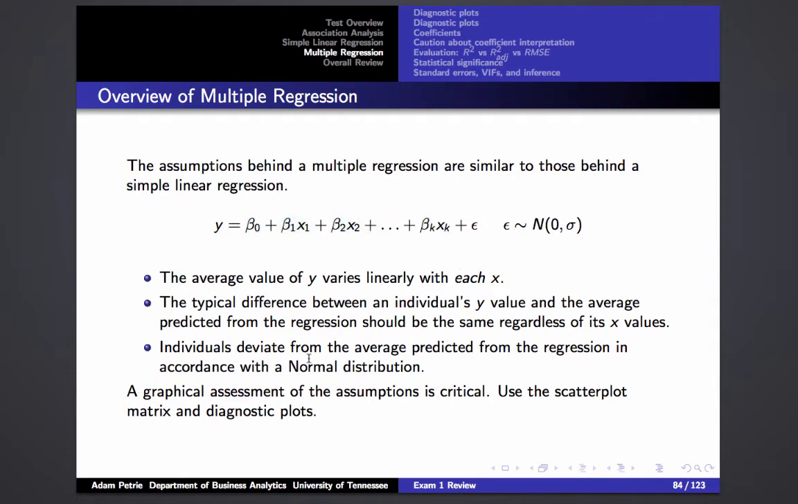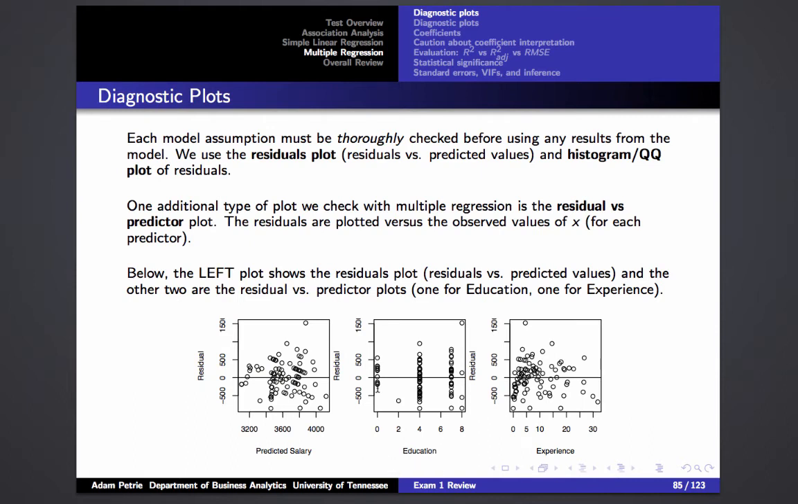Once again, the graphical assessment of the assumptions of this is critical, so make sure you can do that. Same procedure as it is with simple linear regression with the addition of a few additional plots. The residual versus predictor plots. We need to make sure that there's no leftover relationship between the residuals and each one of those predictors. So here's the residuals plot, residuals versus predicted values. For the salary example, residual versus education, residual versus experience. We need to make sure there's nothing interesting whatsoever that's left over.